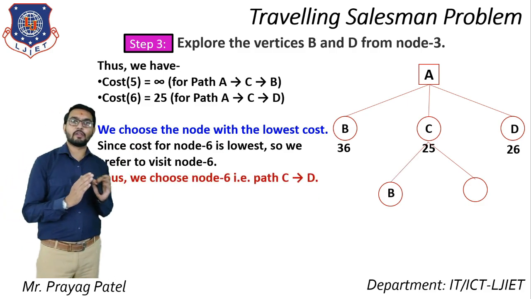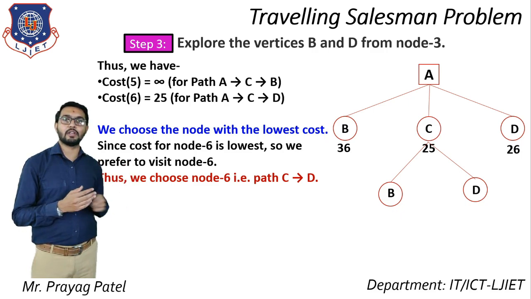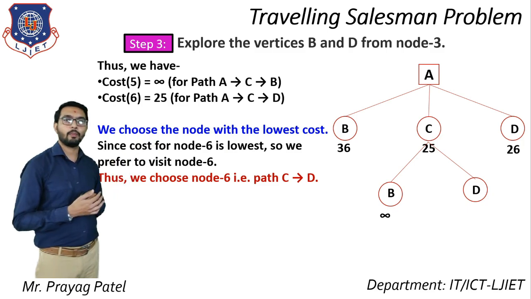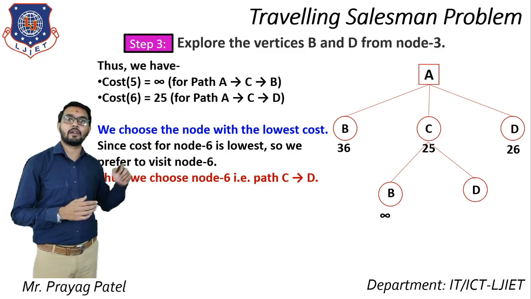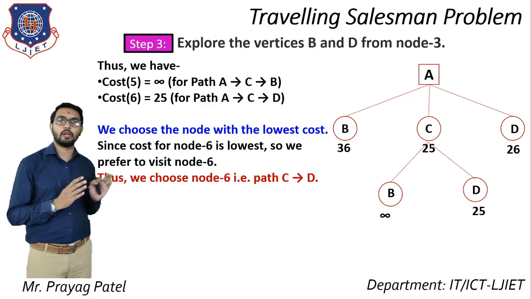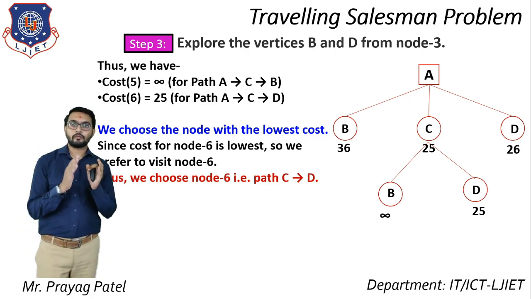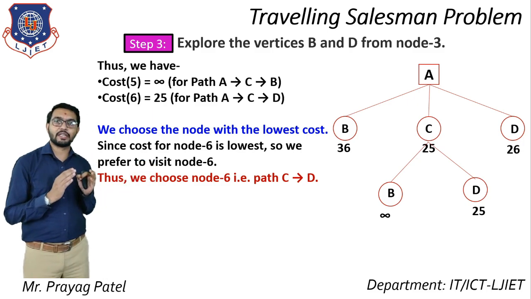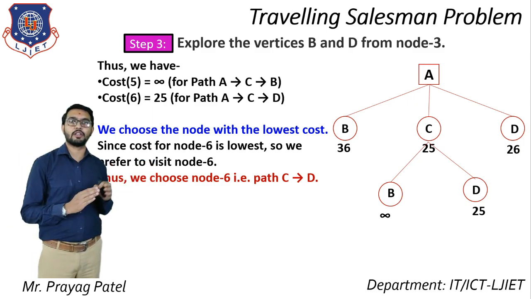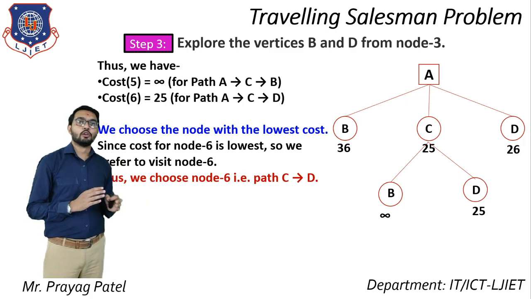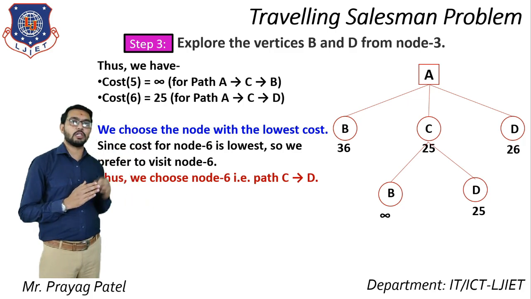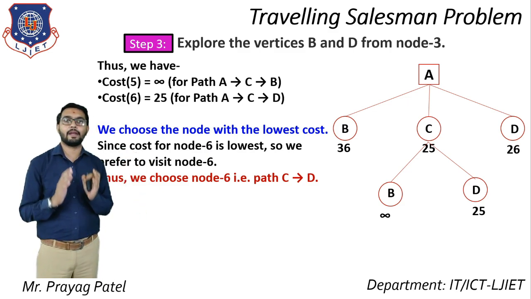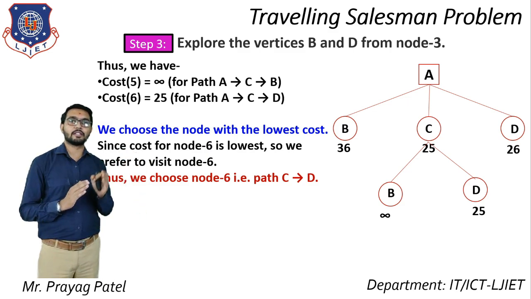For that, which value is considered for the path B and which value is considered for the path D? Here path B is considered as an infinite value and path D is considered as a 25 value, because we already found these two. So out of these two, consider the best value. So here the best value is 25. So we select or choose node 6, so consider the path from C to D. Already we fixed one path from A to C, and now we finalize the second path as C to D. So our final or fixed path is A to C and C to D.